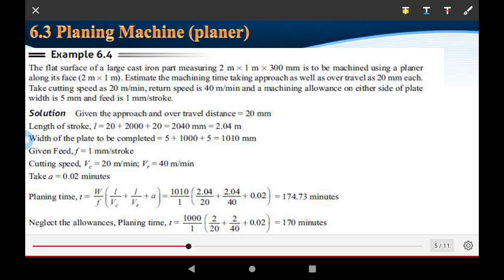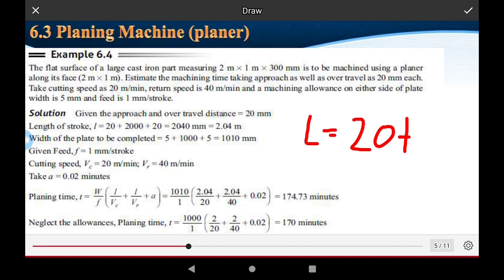Okay, all the values are selected. L is the length of the machine's stroke. The given approach and travel distance is 20 mm, and the sum of the values uses this formula. The total length of the stock is L equal to 20 plus 200.